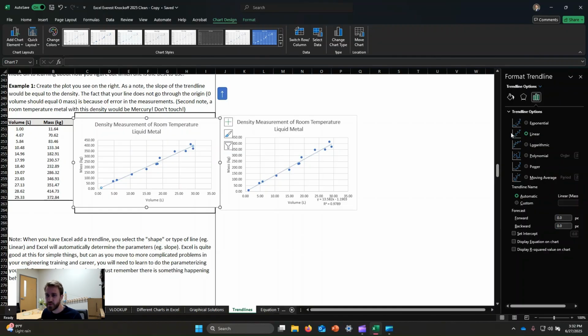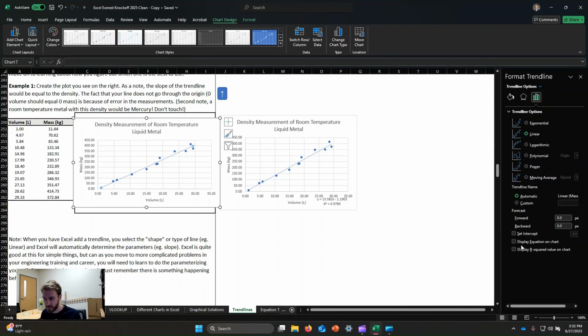Automatically it usually does a linear because that's pretty common. And so that's what we wanted here. You can see we've got this linear line now. You have other options like exponential, logarithmic, polynomial, power, moving average. Those come in the next section. But here it is. We've got a linear trend line.